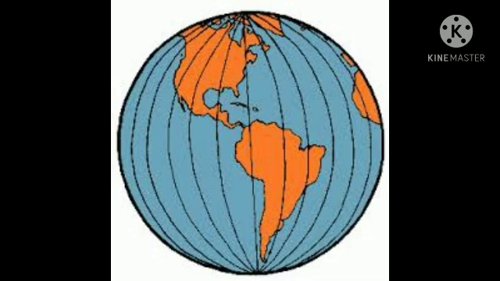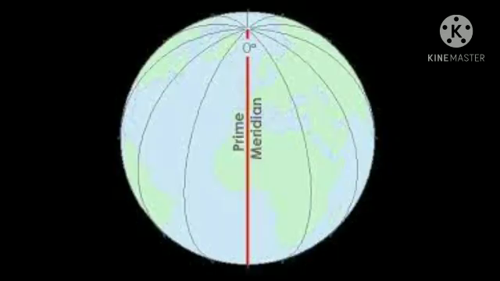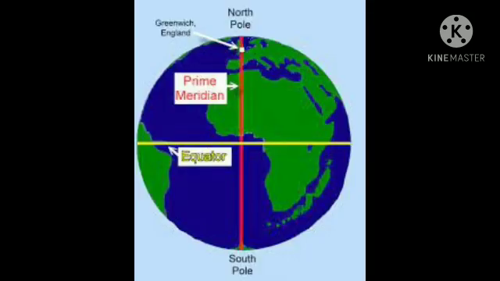The meridian running through Greenwich Observatory near London, UK, is taken as the 0 degree longitude or prime meridian. All the other meridians are marked off from this point, drawn at an interval of 1 degree. There are 180 meridians east of the prime meridian, and 180 meridians west of the prime meridian.